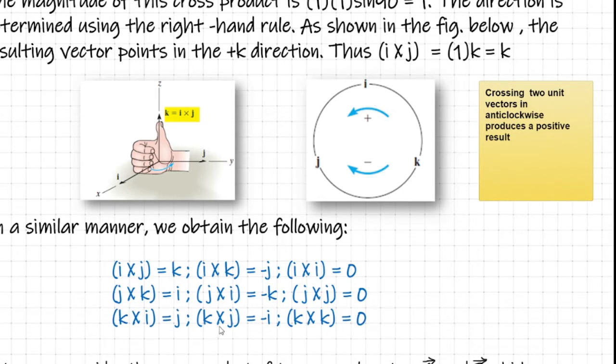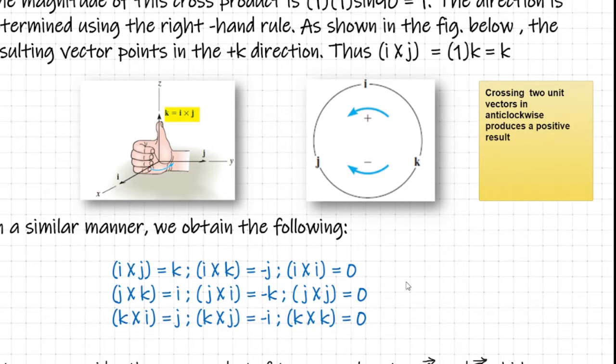On the other hand, let us take for example J cross I. J cross I, we are moving in the clockwise direction. It does mean we will have a negative result, that is equal to minus K. So J cross I is equal to minus K.